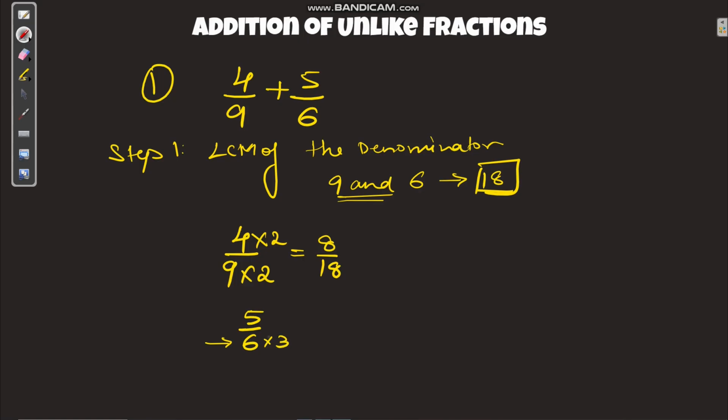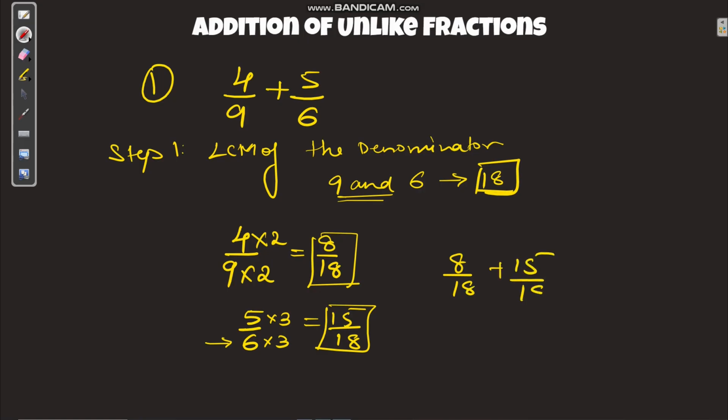So 6 into 3 gives you 18. Similarly, you cannot only multiply the denominator, you will have to multiply the numerator. This becomes 15 upon 18. So you have this one fraction and you have this second fraction. Now you just write them, it's addition. So now they have been converted to like fractions.